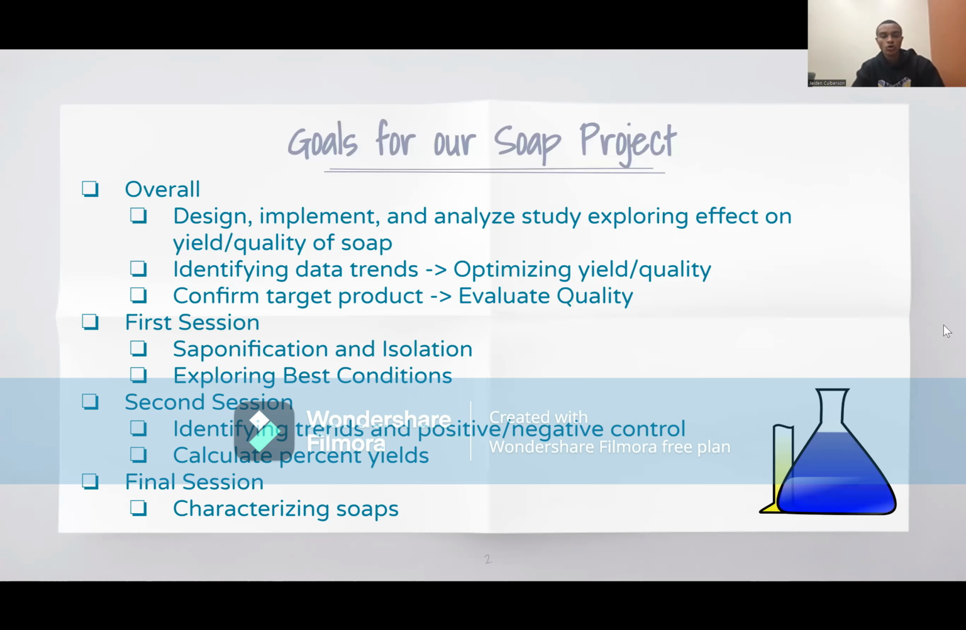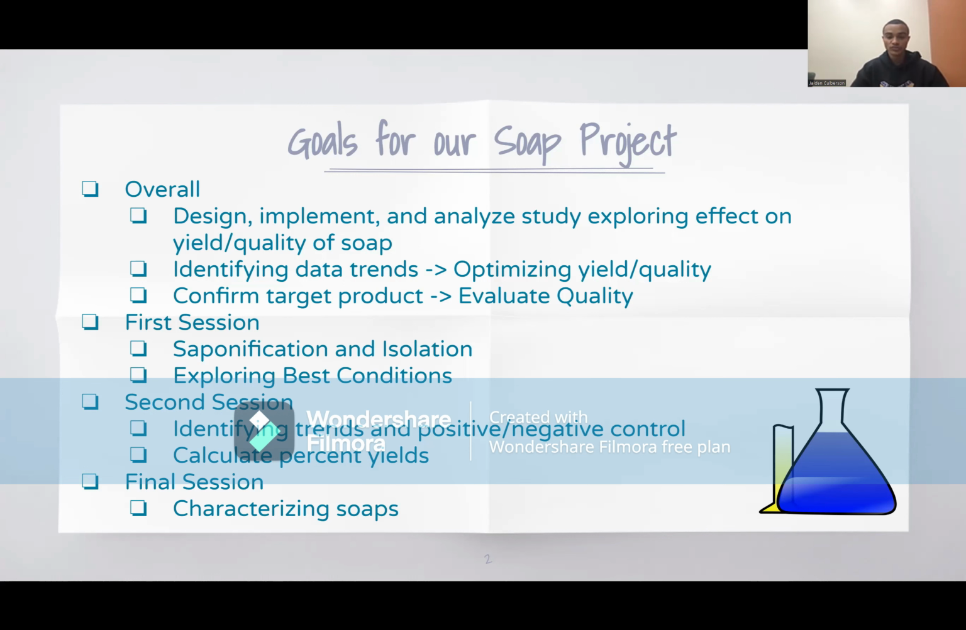All right, so to go over the goals for our soap project, the overall goal was to design, implement, and analyze a study exploring the effect on the yield and quality of soap due to the conditions of a reaction. We also wanted to identify trends in our data to make a recommendation for the best conditions to optimize both the yield and quality of the desired property. And lastly, to succeed in this, we had to confirm the target product was produced and evaluate its quality by designing and conducting characterization tests.